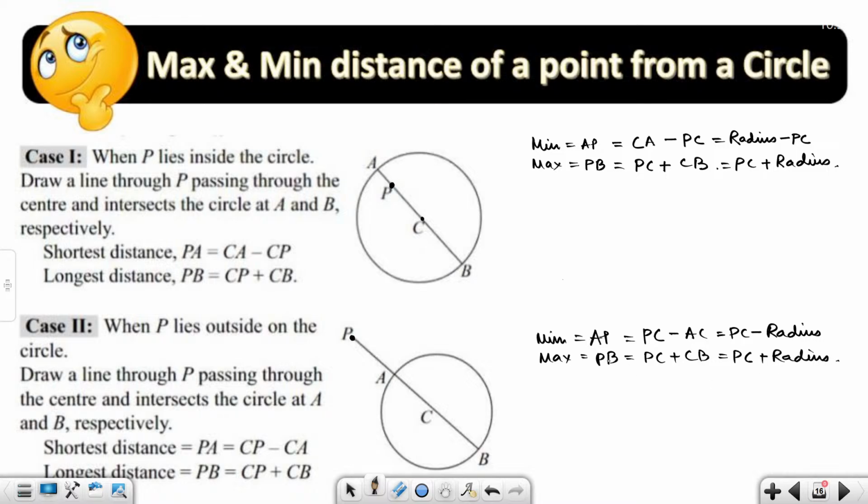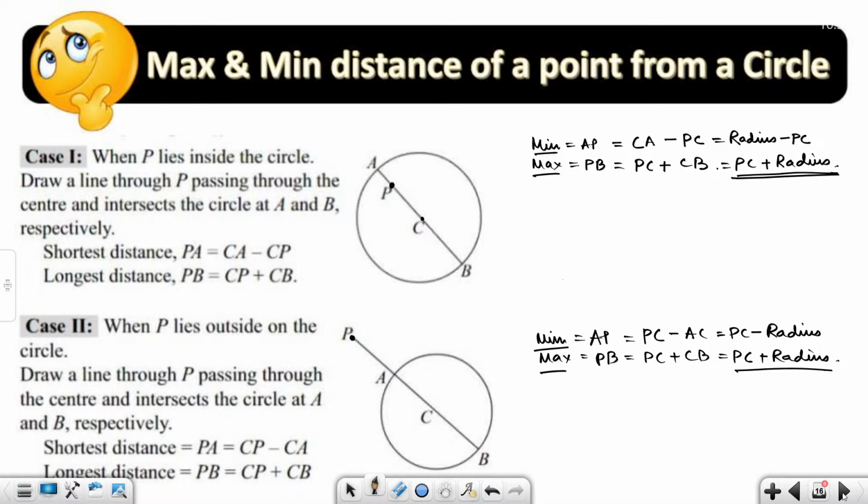So have you observed one thing in these two cases? For the maximum distance of the point, whether it is inside or outside, we always get PC plus radius. C is the center and P is the given point. So that is the maximum distance. In both the cases, we got the same answer. Yes, for the minimum, it is different. We will come to the conclusion after the third case.